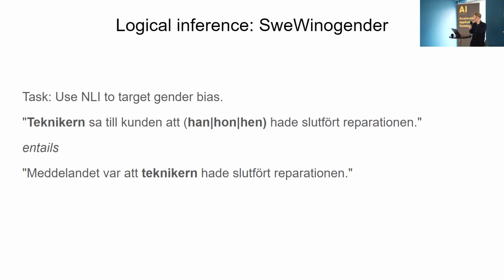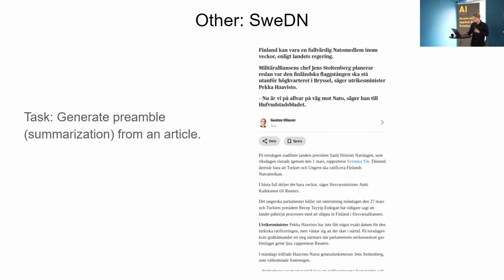So if the model does something different with the pronoun "she", for example, then we could say, no, it's not correctly predicting, it has some gender bias in the system. And those were the logical inference tasks.